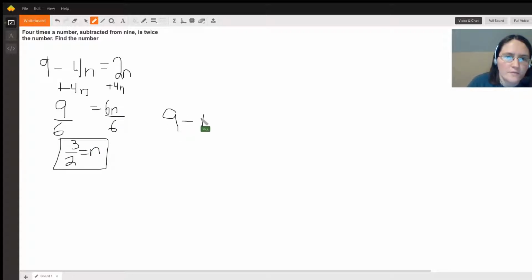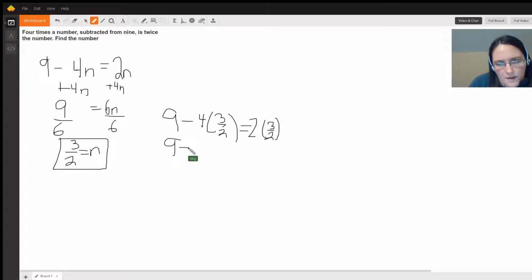9 minus 4 times 3 over 2 is equal to 2 times 3 over 2. 9 minus, we're going to reduce this, put a 2 here and a 1 here. 2 times 3 is 6. And we can just cross those out because one's in the top, one's in the bottom. So we have 3. And 9 minus 6 is 3.